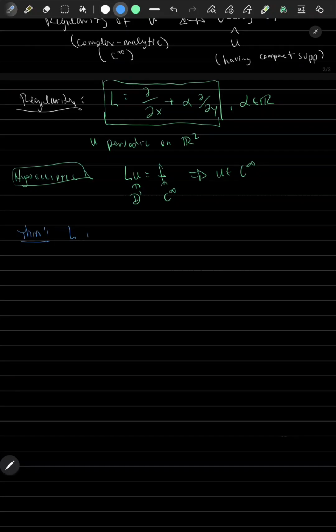So L is hypoelliptic if and only if alpha is irrational and not a Liouville number. Now, a Liouville number you can essentially think of as a number that is very well approximable by rational numbers.